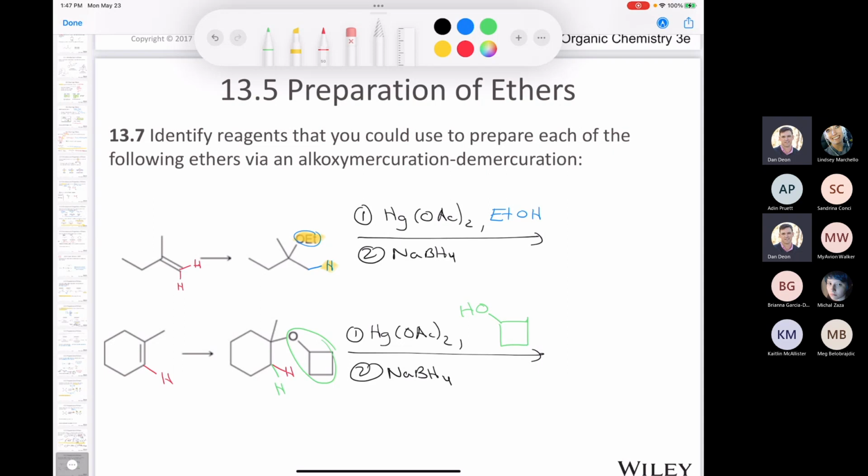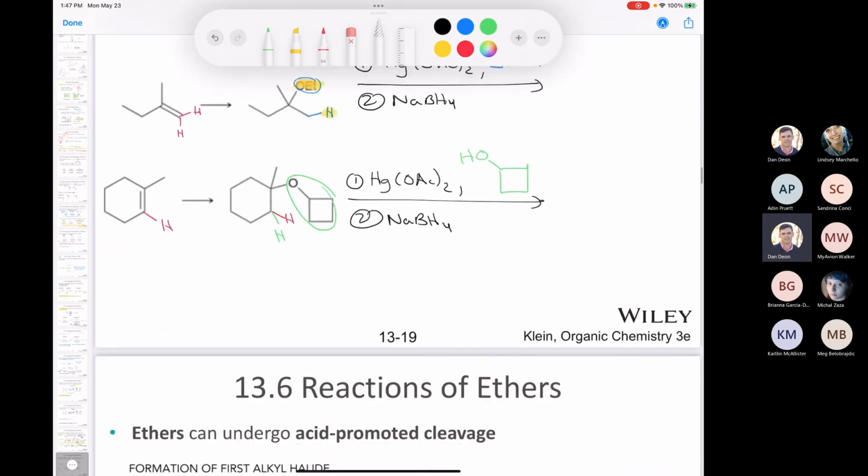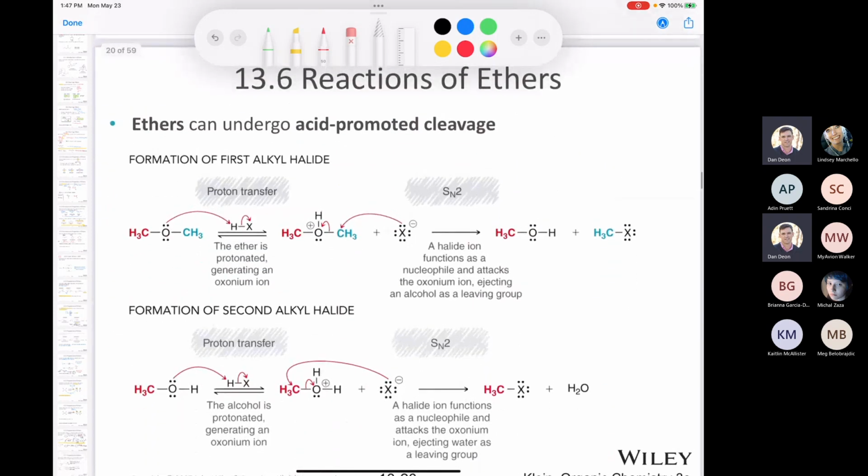Something that I told you before is that ethers are actually kind of unreactive. However, most compounds, if you hit them hard enough, will react, and ethers are no exception. It says here that you can cleave an ether, or break it apart, using acid. So ethers will undergo an acid-promoted cleavage. You have to use a strong acid, usually HI or HBr. Those are the best acids to use. And it's a mechanism that I actually expect you to know.